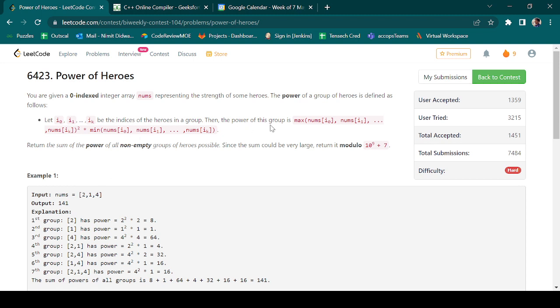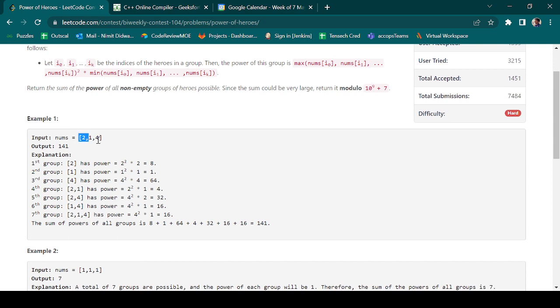So what is the power of a group? Basically we have to find all the groups. There are multiple groups, and the power of a particular group is the max of all the elements present in that group squared, into the minimum of all the elements present in that group. So the product of max square into min is the power of a particular group. We have to return the sum of the power of all non-empty groups of heroes possible, in modulo 10 to the power 9 plus 7.